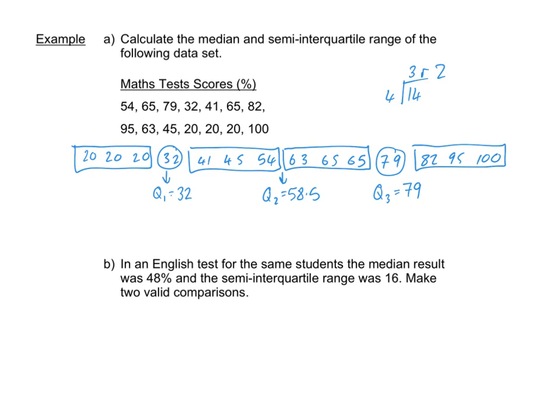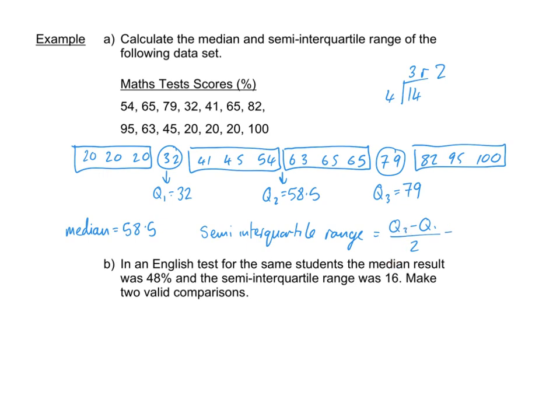So it may be a good idea just to actually write out the median, because that's the wording they use in the question. So median is 58.5, and the semi-interquartile range uses the formula which we gave you on the last slide. So that was Q3 minus Q1, all divided by 2. Remember, this part at the top here is what we call the interquartile range, and it becomes the semi-interquartile range when we divide that value by 2.